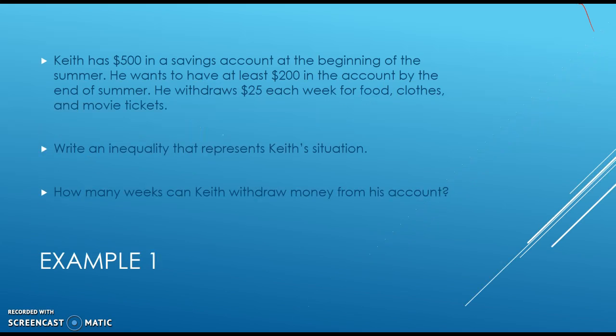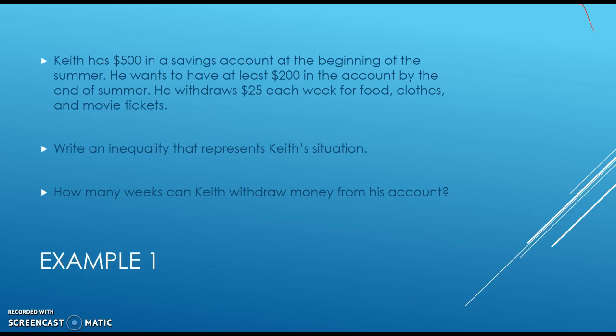So for example 1, Keith has $500 in a savings account at the beginning of the summer. He wants to have at least $200 in the account by the end of summer. He withdraws $25 a week for food, clothes, and movie tickets. So I want to write an inequality that represents Keith's situation. I want to know how many weeks Keith can withdraw money from his account.